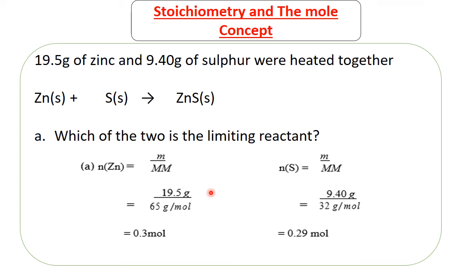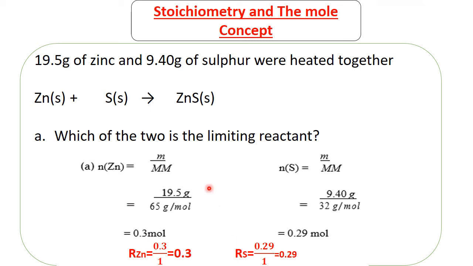This is not the way to determine which one is the limiting reactant. I just did something incomplete. So what we're going to do is use the ratios for determining the limiting reagent. The ratio for zinc is this number divided by the coefficient of zinc, which is 1. So we put 1.